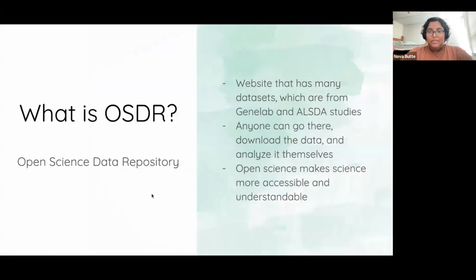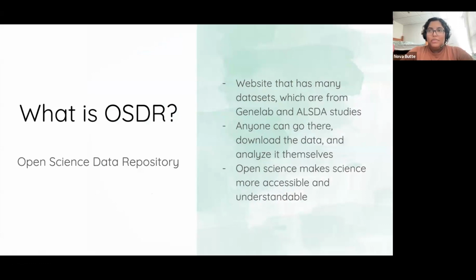My project for this summer was on analyzing the metrics of the OSDR website and the datasets. So for a little bit of background, what is OSDR? OSDR stands for Open Science Data Repository, and it's basically a website with a bunch of datasets that come from studies that GeneLab and ALSDA did, and anyone can go there and download that data and analyze the datasets.